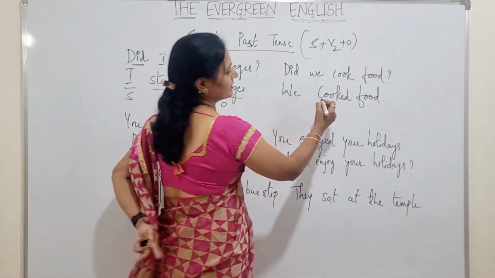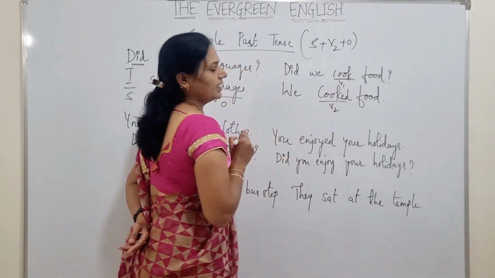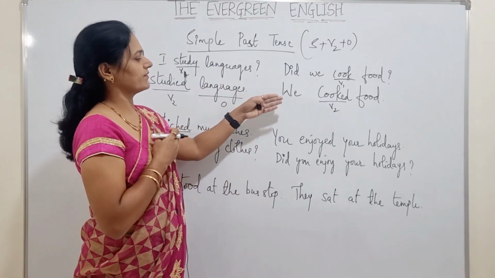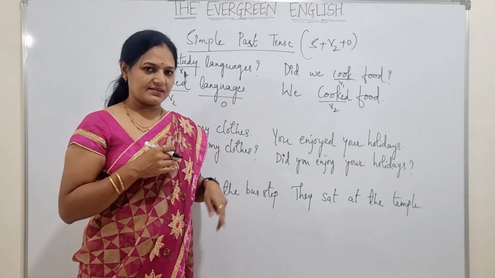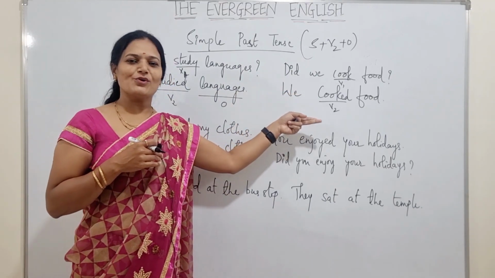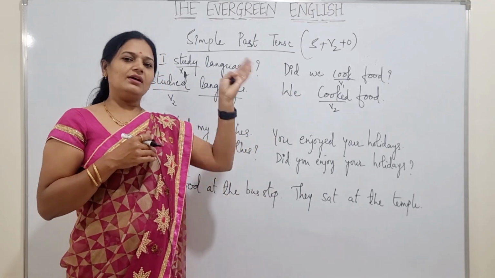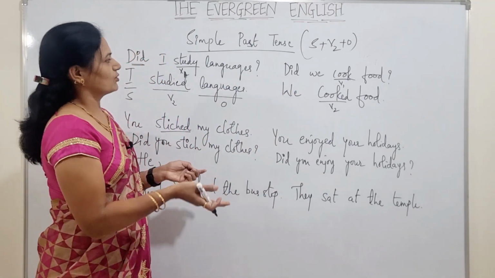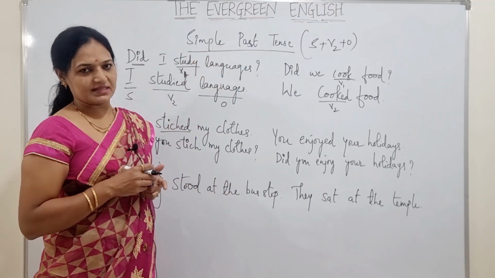So here this is the V2 form, and in interrogative we use the V1 form. Understood? This is how we change from assertive to interrogative sentences. Already I have completed sentences, all the 4 types of sentences. If you haven't got this one, go through those videos on sentences. So let's move on. Hope you have understood simple past tense.